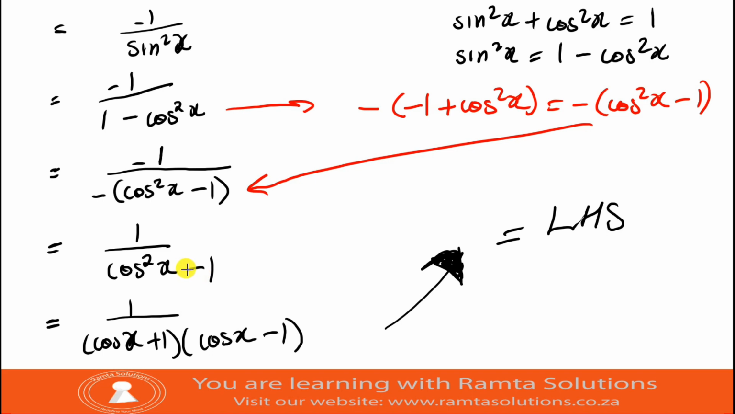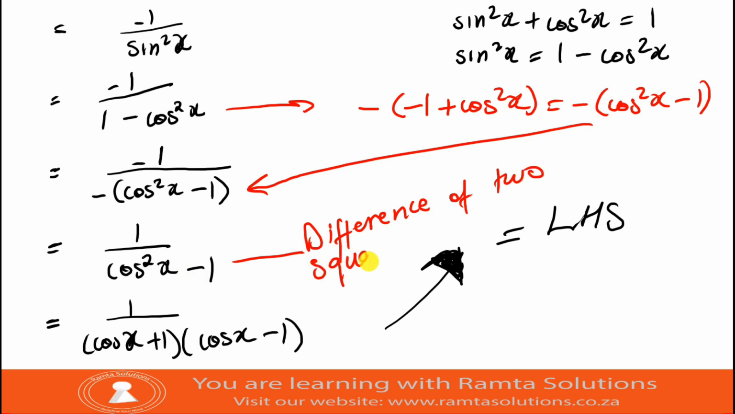And this is the difference of two squares. Let me put a comment here: this is difference of two squares. Even though I didn't write it down, I was saying it's difference of two squares. So difference of two squares, you write it like this. And this is it, guys. This is how you solve the question.